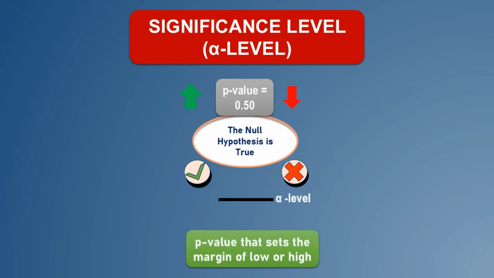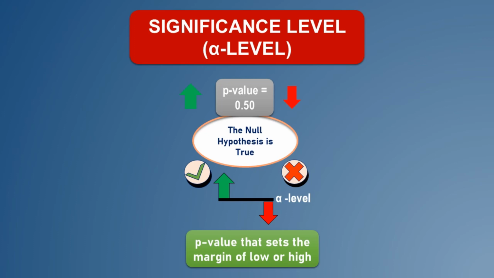In easy terms, it is the p-value that sets the margin for low or high. If we get the p-value more than this margin or alpha level, then the p-value would be considered high, and the p-value less than this margin would be considered low, so as to accept or reject the null hypothesis.